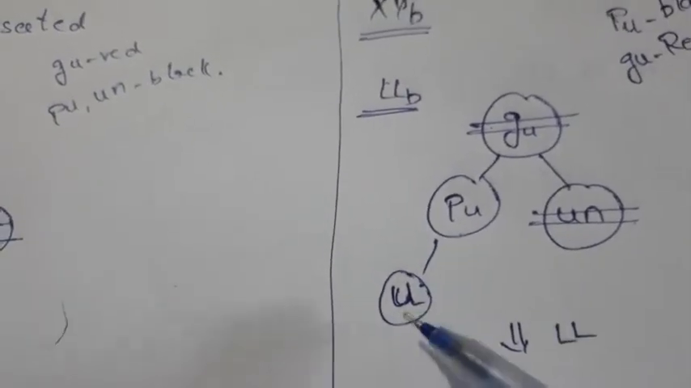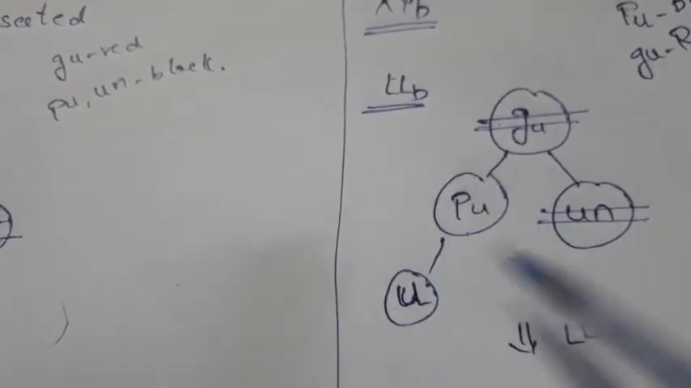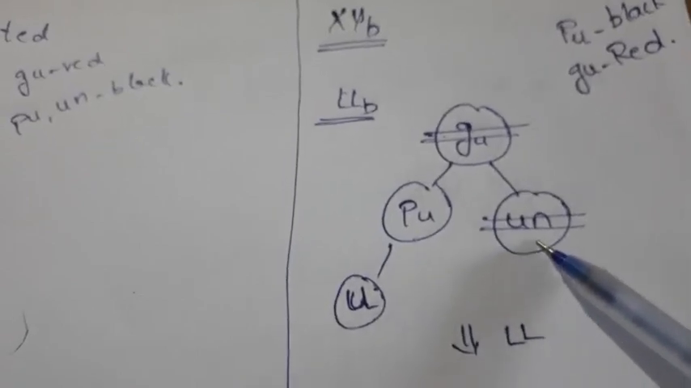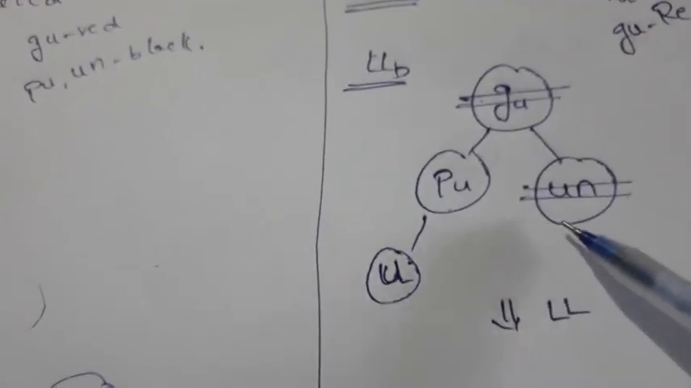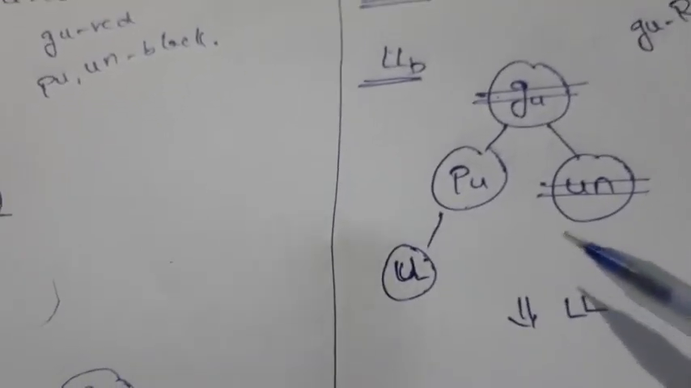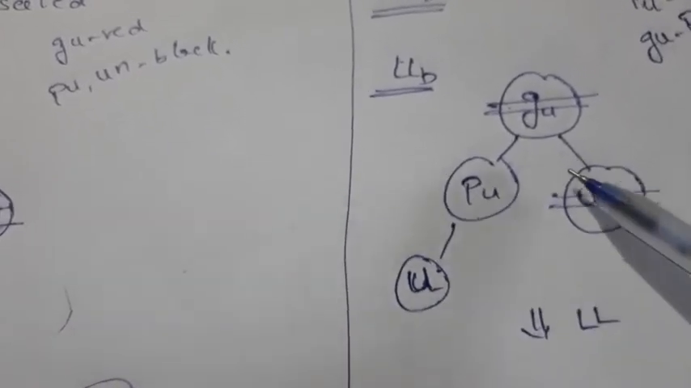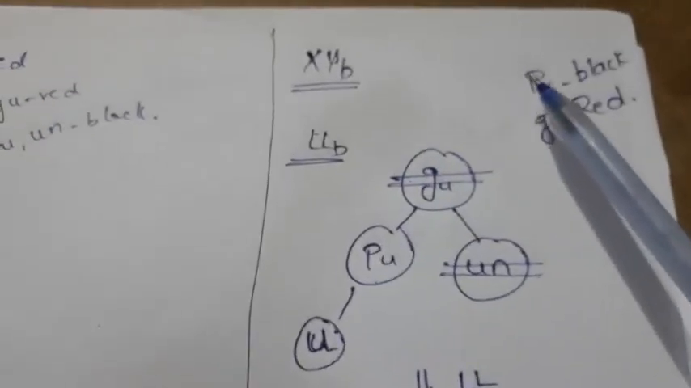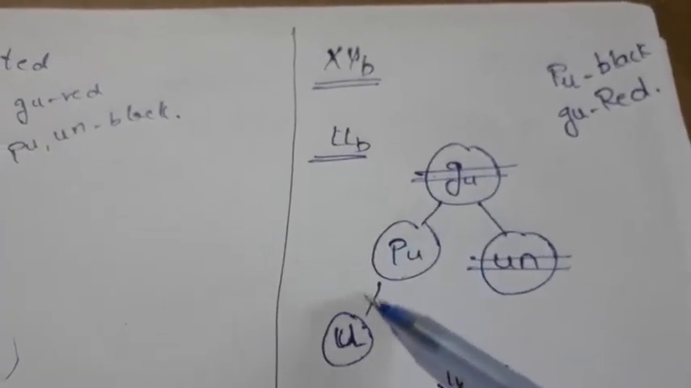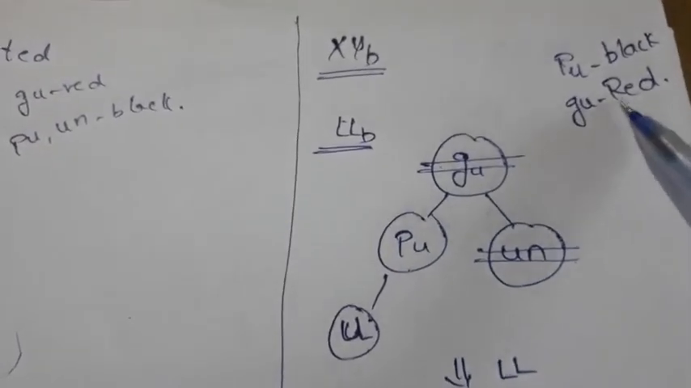Coming to LLB, let me consider a tree GU, PU, U and N. Here it is an LL rotation and the uncle node is in black color. In this condition we have to handle the imbalance by both rotation as well as a recoloring technique. We apply LL and then recolor: change PU to black and GU to red.